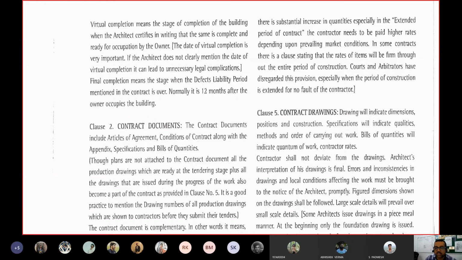Is it clear to everyone what is meant by a contract drawing? Yes, sir. Yes. Yes, sir. Okay.